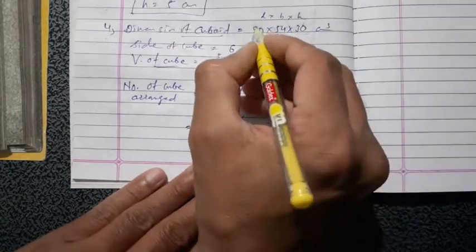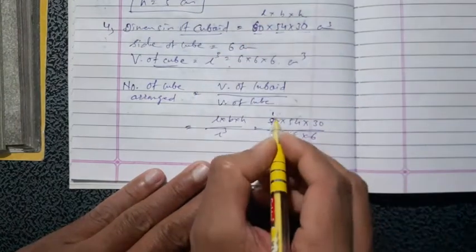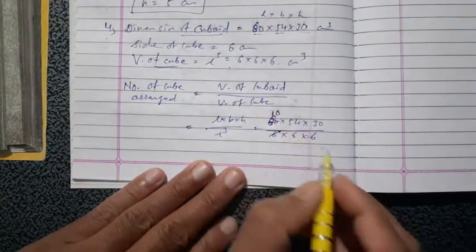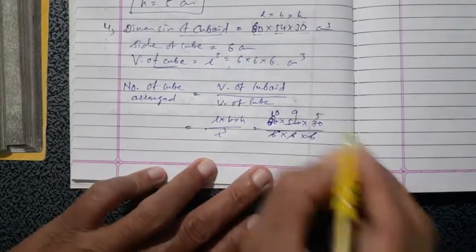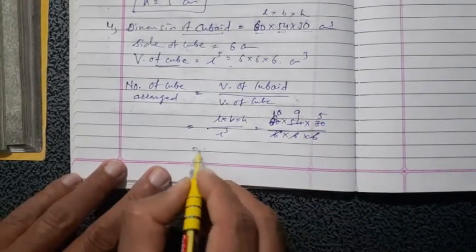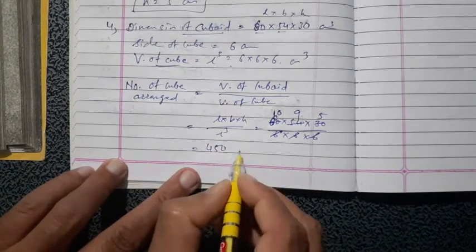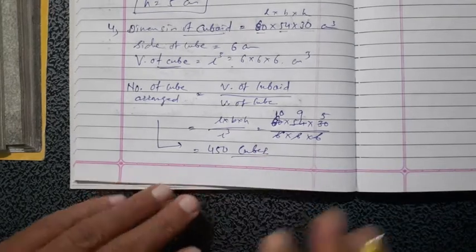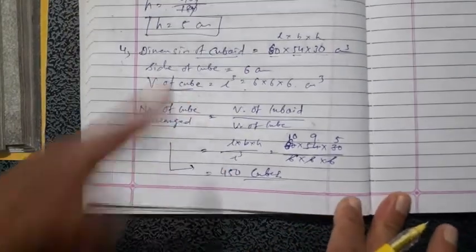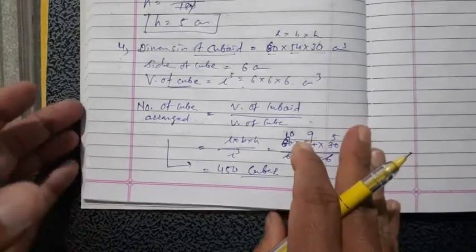Sorry, the length here, 60 is there. So 10s are now, 9s are, and here 5s are. 9 fives are 45, into 10, that is 450. Okay, 450 cubes. That means we can arrange 450 cubes in that given cuboid.